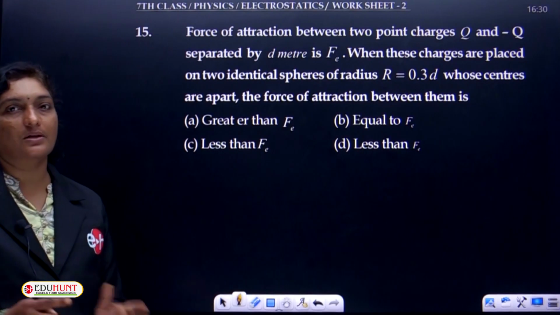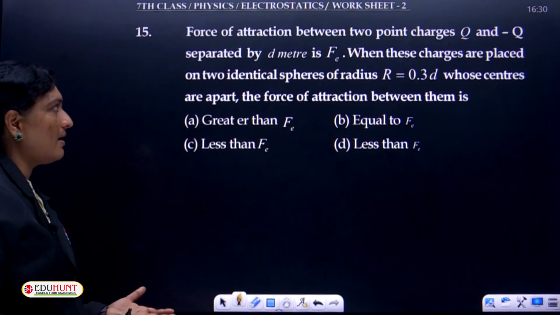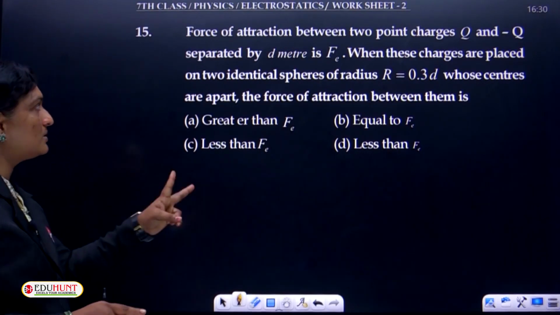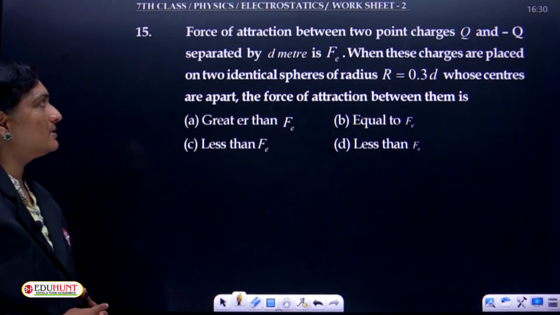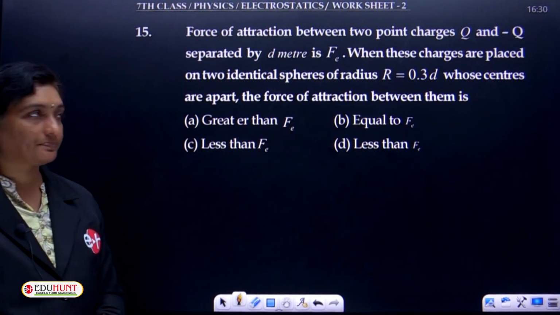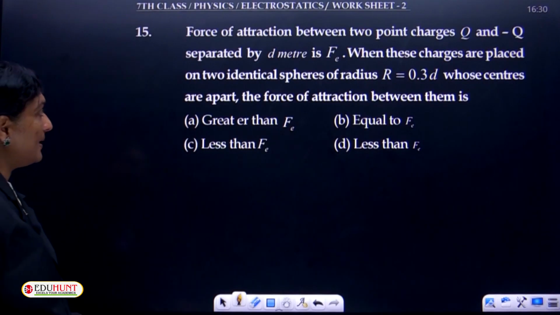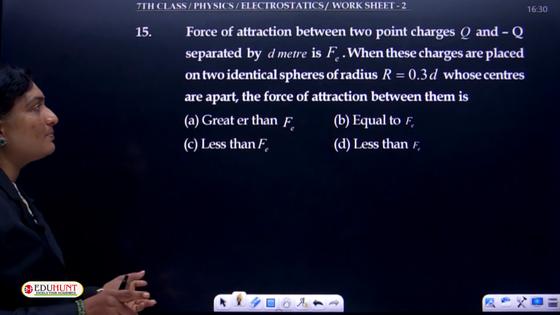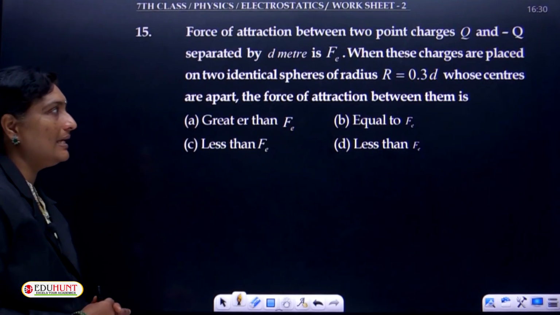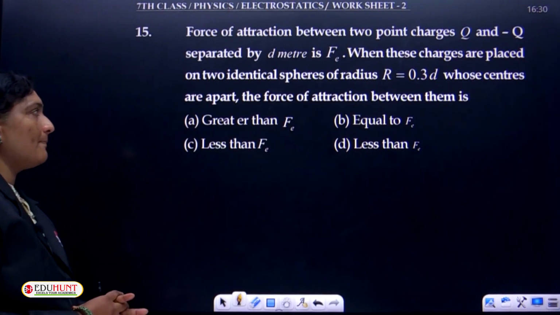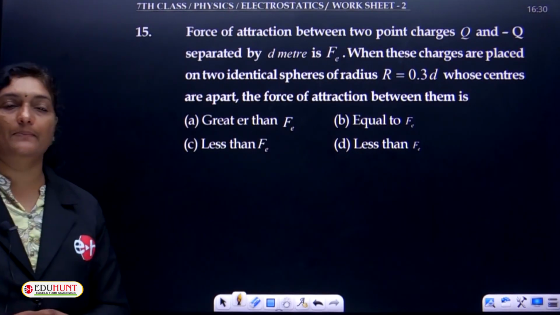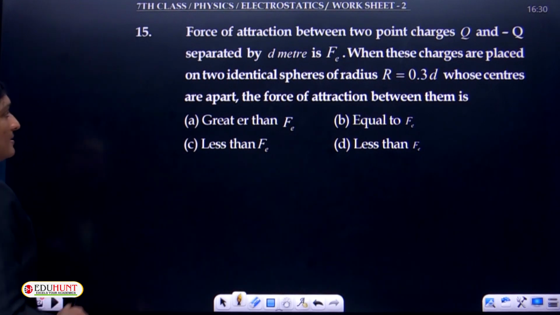So the initial force of attraction between the two charges, which are separated by distance d, is given by Fe. When these charges are placed on two identical spheres of radius 0.3d, whose centers are apart, the force of attraction between them is. Let us try to understand this in detail.